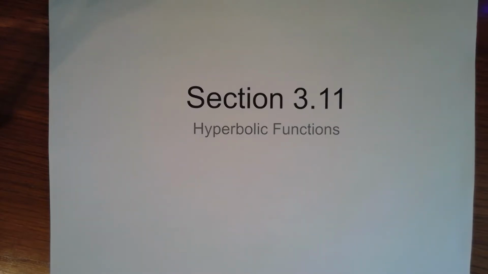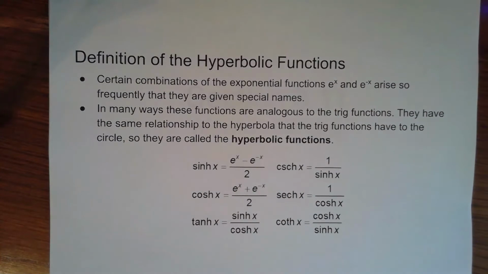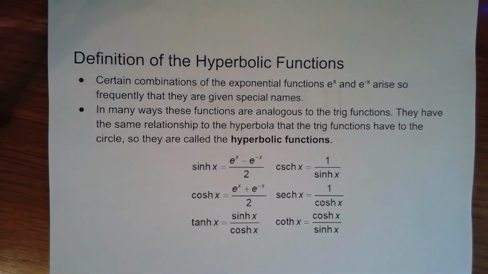All right, we're going to wrap up chapter 3 talking about the hyperbolic functions, which is something we've never talked about before. So this will be exciting to learn something brand new. If you do enough math and engineering, then there are certain combinations of the exponential functions e to the x and e to the negative x that arise quite frequently. And they happen so often that they're given special names.